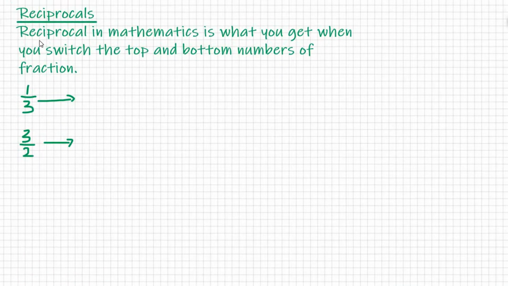Reciprocal in mathematics is what you get when you switch the top and bottom numbers of a fraction. For example, take 1 over 3. The reciprocal of 1 over 3 is 3 over 1 because of the switch. The numerator will come down while the denominator will move up. So this is how to switch: you switch the top and the bottom numbers of the fraction.